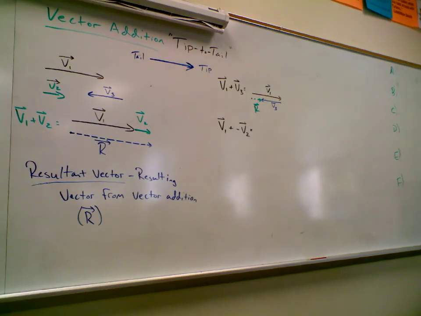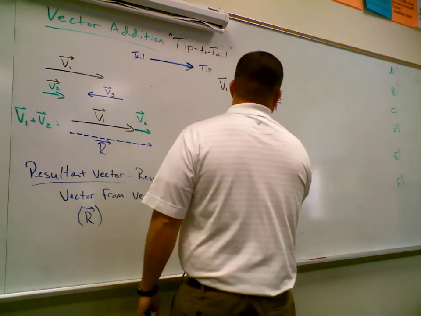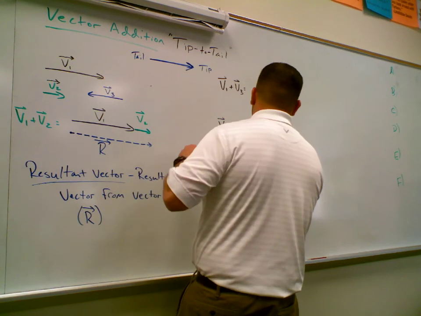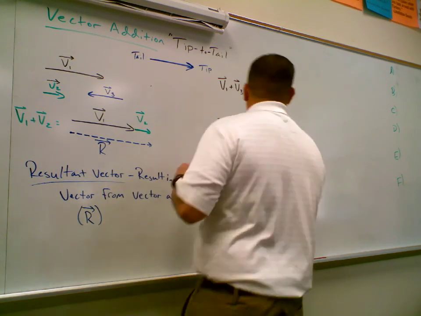V1 plus negative V2. What does that negative do? Makes V2 go which way? The other direction. The other way. Okay? So, we take my V1, my identical V1 from over here, right?